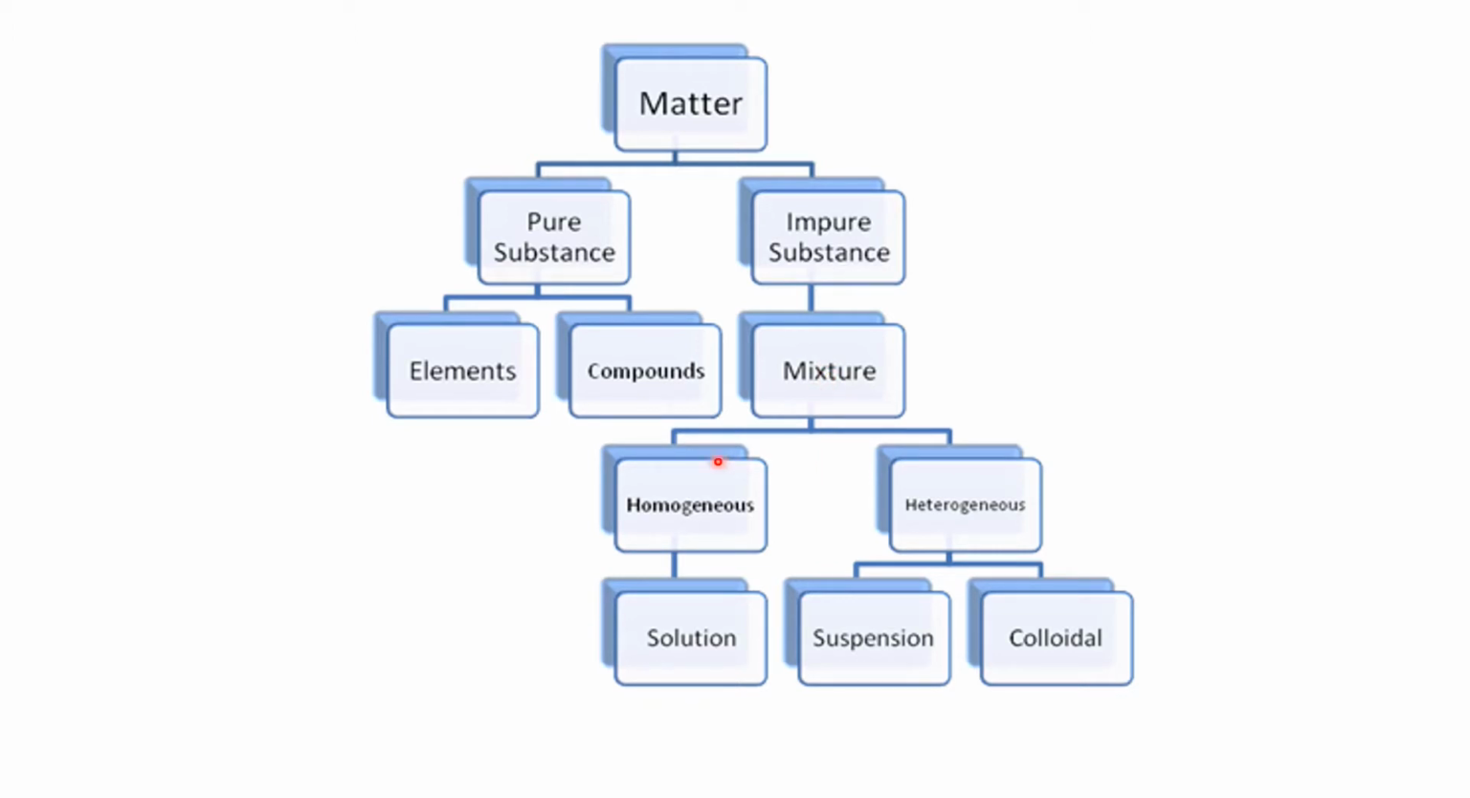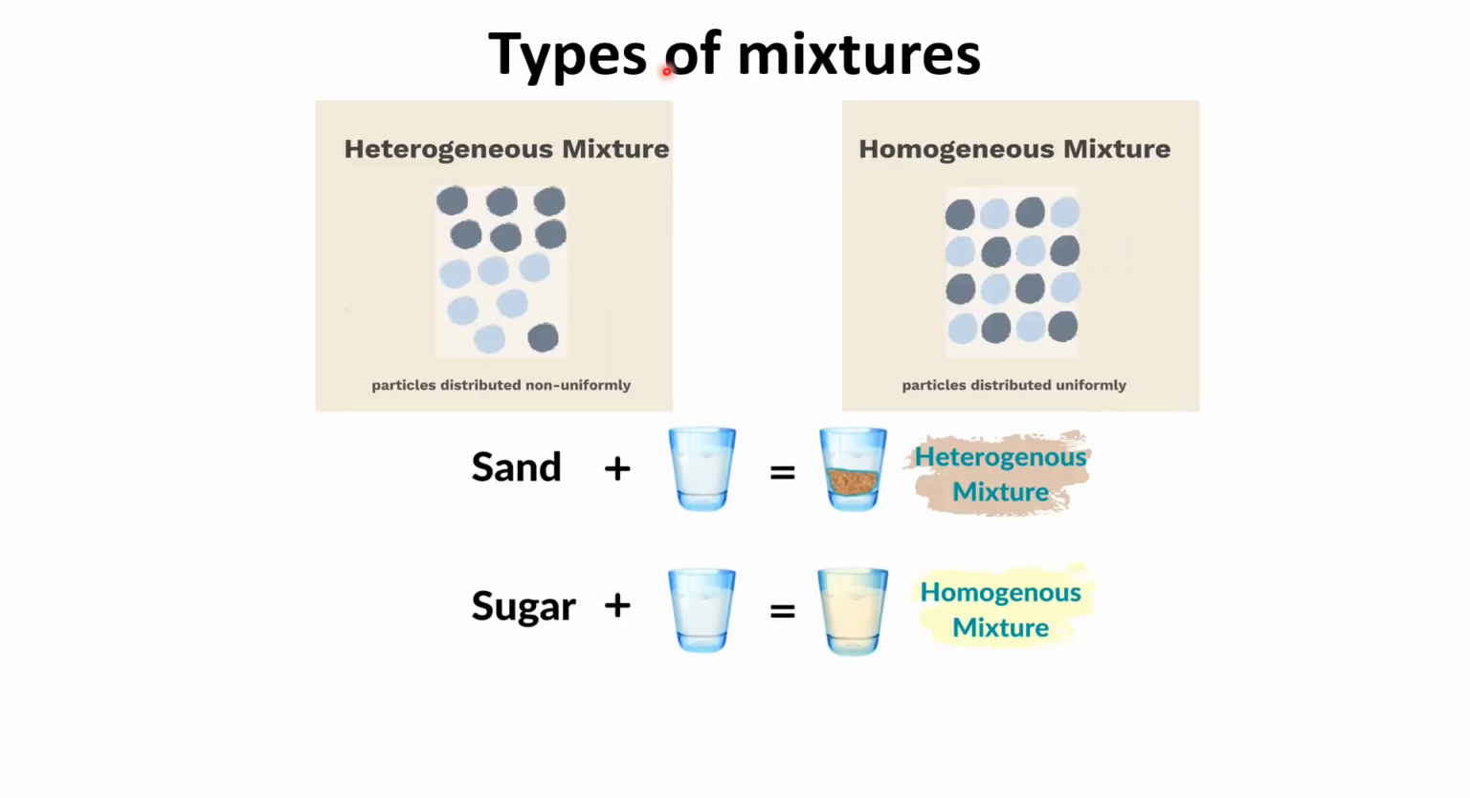Further, this mixture can be divided into two types. One is homogeneous mixture and another is heterogeneous mixture. This homogeneous mixture is also called a solution, and the heterogeneous mixture can be of two types. One is suspension and another is colloidal. So in this video, I'll be talking about mixture, homogeneous and solution. The types of mixtures are heterogeneous mixture and homogeneous mixture.